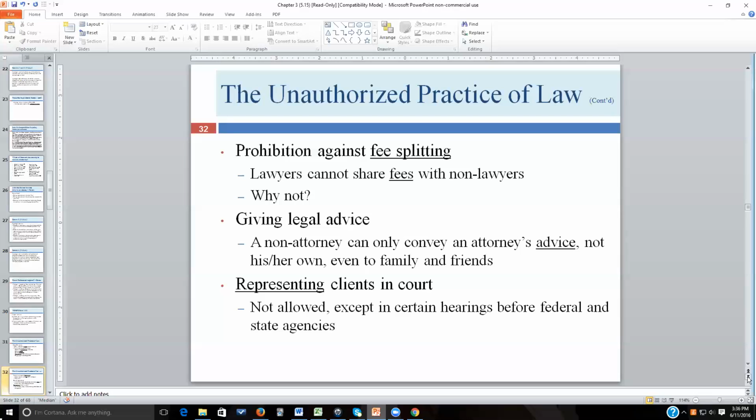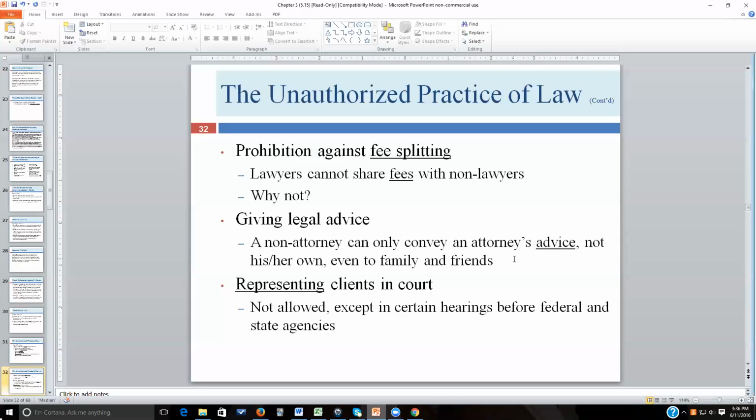At this time, it hasn't been changed, though. We've already discussed the idea about giving advice. A non-attorney can only convey an attorney's advice, not his or her own. Sometimes a paralegal may develop legal advice, talk to the attorney. The attorney says, yes, that's exactly what we need to tell the client. Now go tell the client.